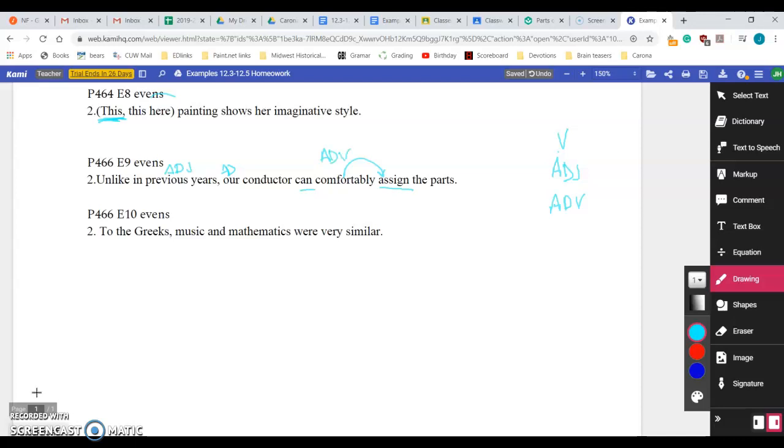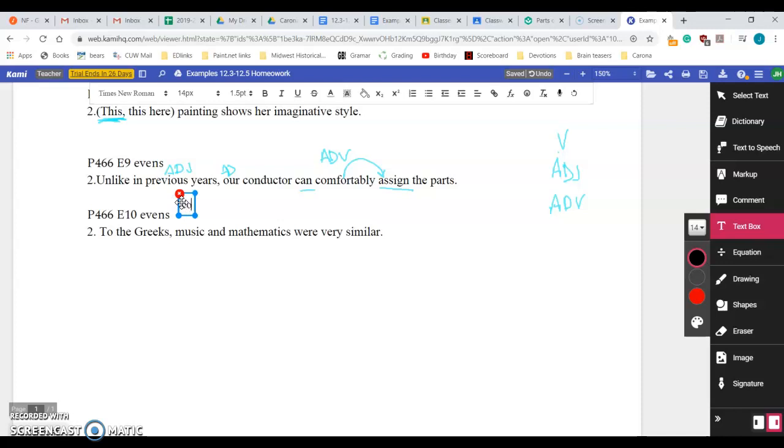So what we're going to do for our answer, use my little text box again, and I will write down the correct answer, which would be comfortably. And once we have the word comfortably, we still need to identify one of three things, whether it is a how, a when, or a why. Is comfortably telling you how he can assign partners? Is it telling you why he can assign partners? Or is it telling you when he assigns partners, or where he assigns partners?